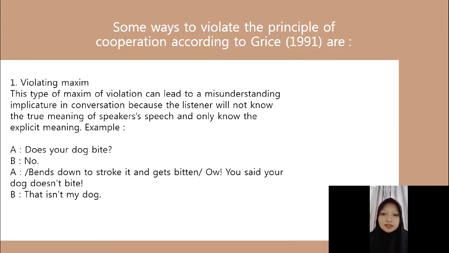Then, I am Andini Aryanti Fauzi, will explain about the types of non-observance of maxims. Some ways to violate the cooperative principle according to Grice 1991 are, first, violating a maxim. The type of maxim violation can lead to a misunderstanding if implicature is used in conversation, because the listener will not know the true meaning of the speaker's speech and only knows the explicit meaning.